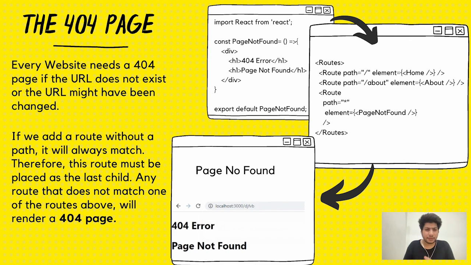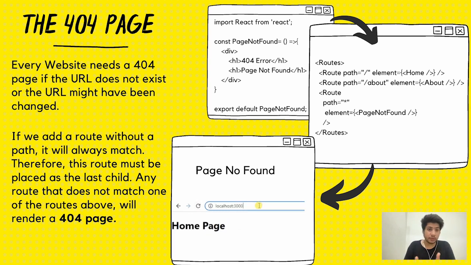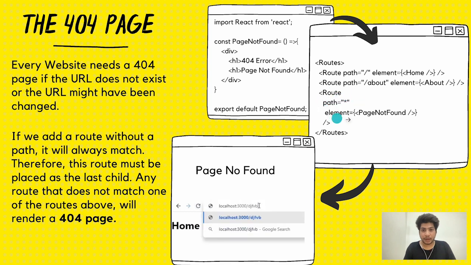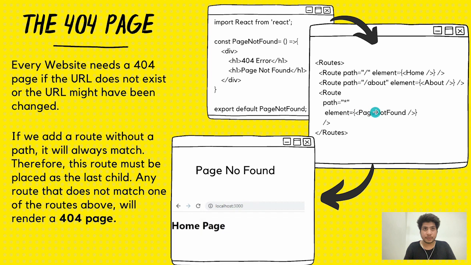So basically if you add a route without a path, it will always match. This route must be placed last, but not anymore, because React Router version 6 has been improved a lot, and it detects whether a route is defined or not. But it is always better to define the 404 route at the end, and it's always good to have a 404 page. You can see the example here. If the path is a catch-all, then the element is going to be the page not found. So that's it about the 404 page.